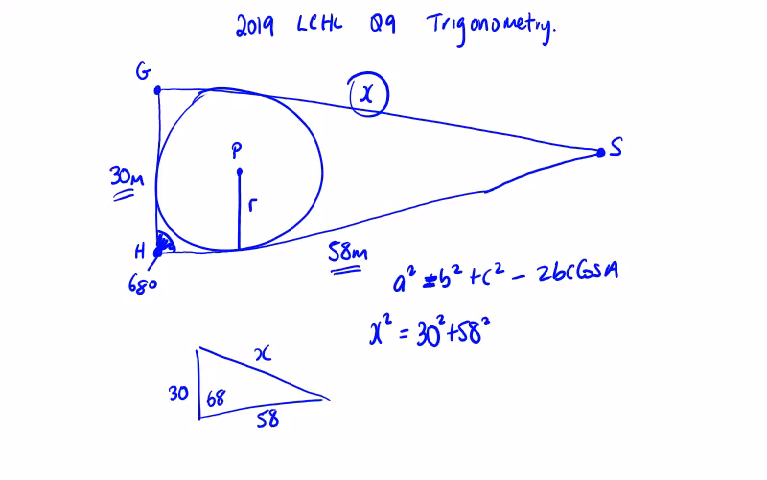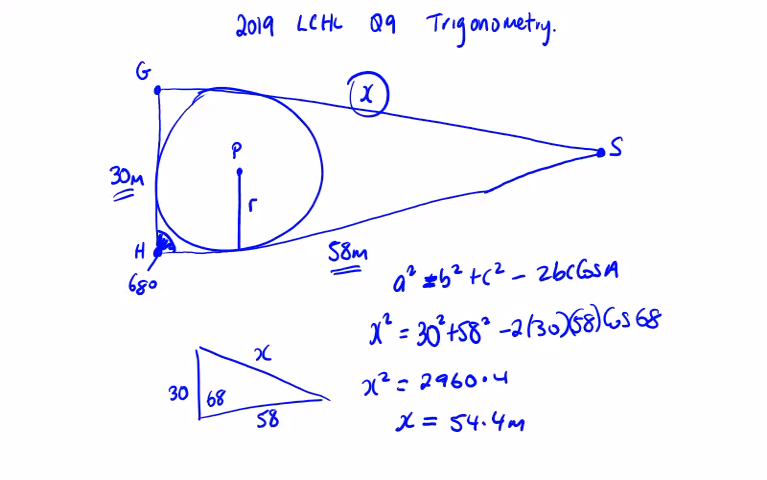So we're going to be able to simplify the right hand side here. Minus twice 30 by 58 by the cos of 68. So we type that into our calculator. That's going to give us 2960.4, rounded off. That's my x squared. So that side x will be equal to 54.4 meters, and that looks correct in the context of the question. If we got an answer of like 5,000, you'd see that we're wrong, the other sides being 30 and 58.